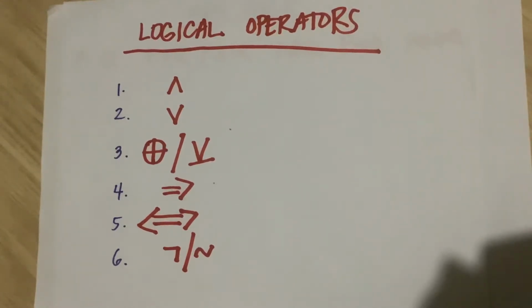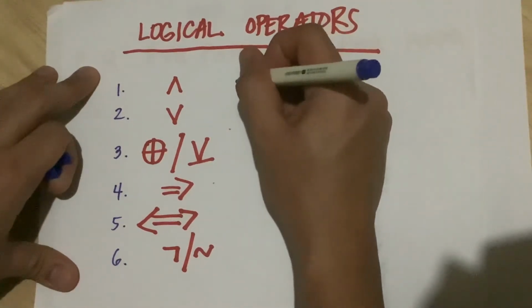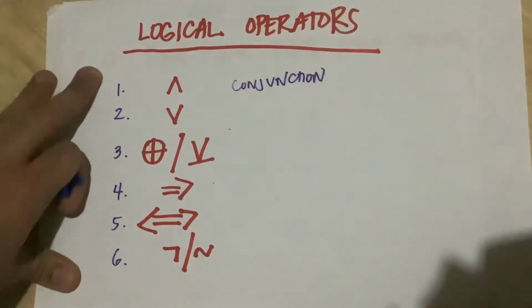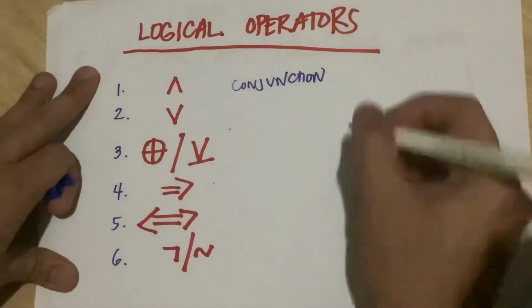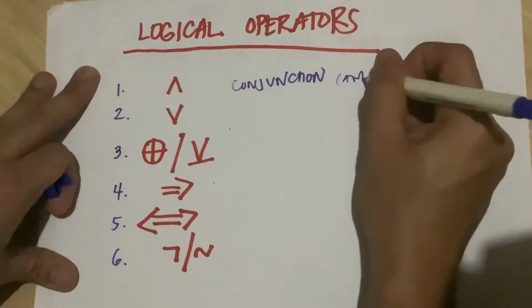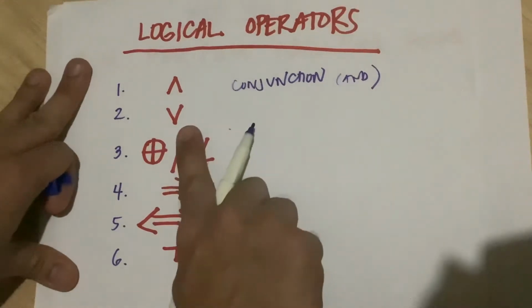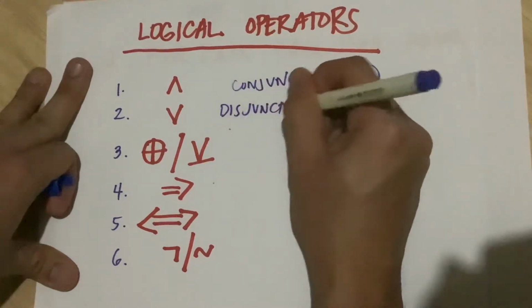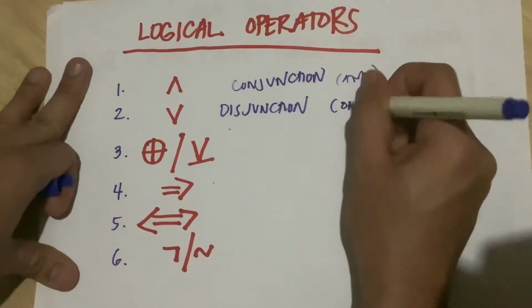And the first one, number one, is called conjunction, okay? It is represented by the word and. Then, the second one is disjunction. Okay? Disjunction. It is also represented by the word or.